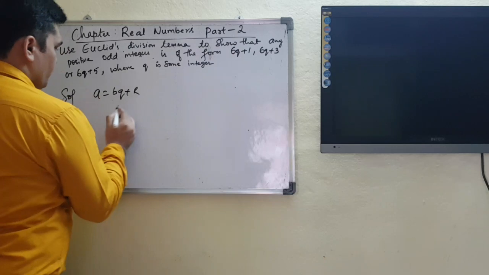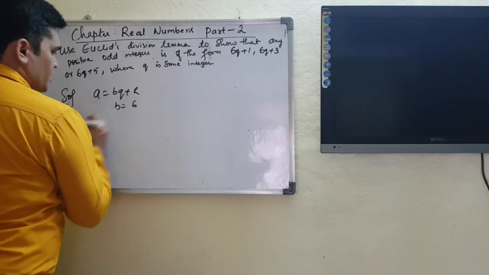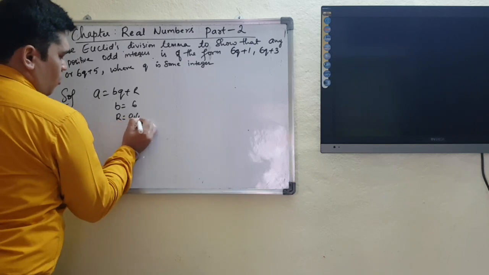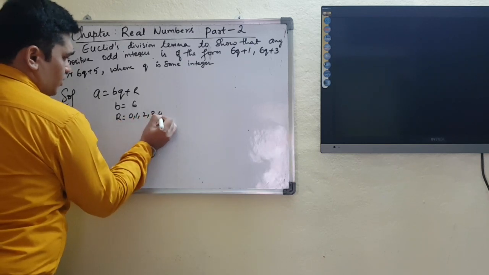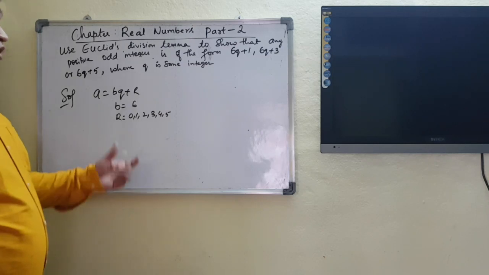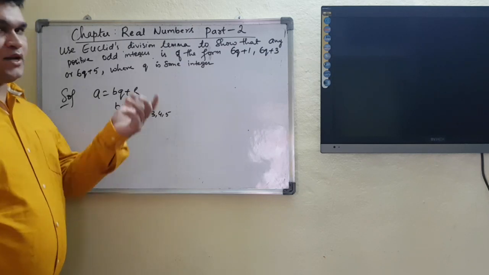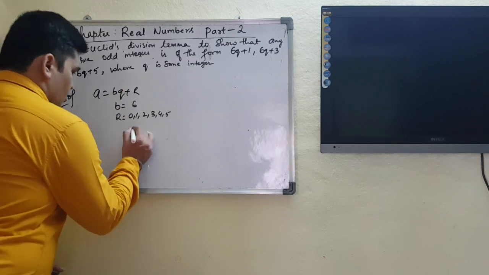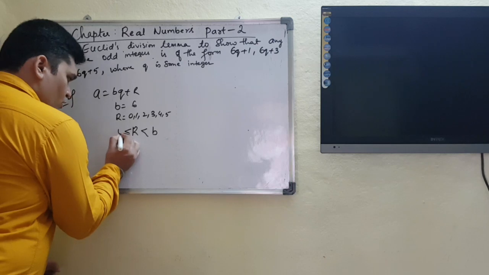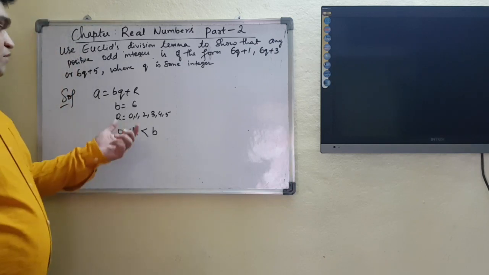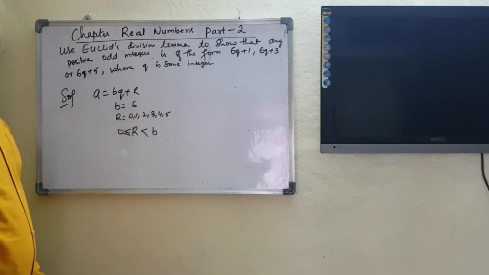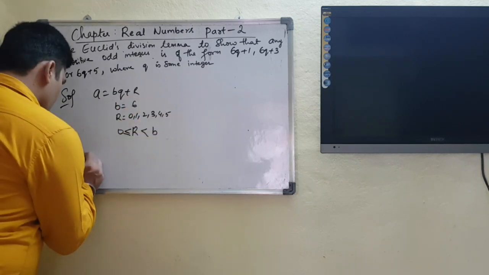According to the question, if we consider B equal to 6, what could be our remainder? Remainder will be 0, 1, 2, 3, 4 and 5. Because we have the condition that the remainder should always be less than B and greater than or equal to 0. So the remainder always comes between 0 and 5, including both. Now let's continue the problem.